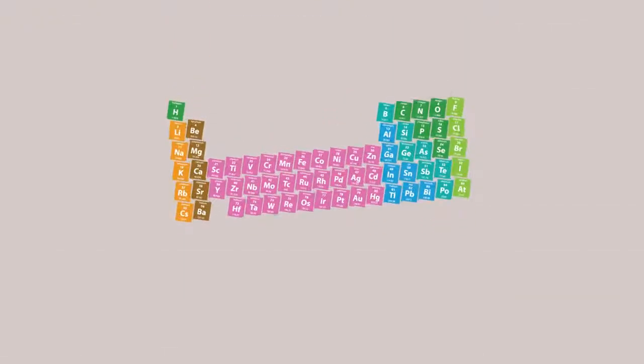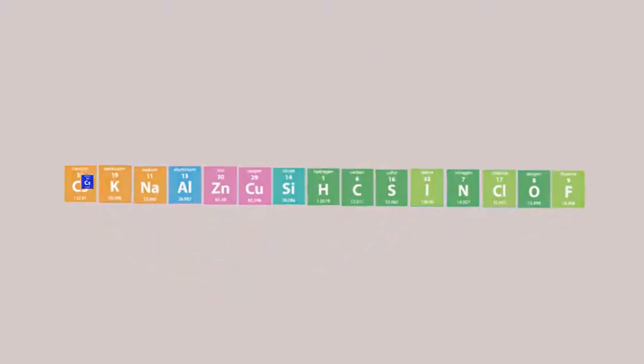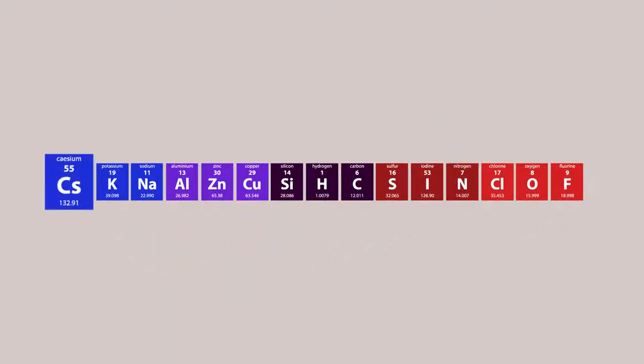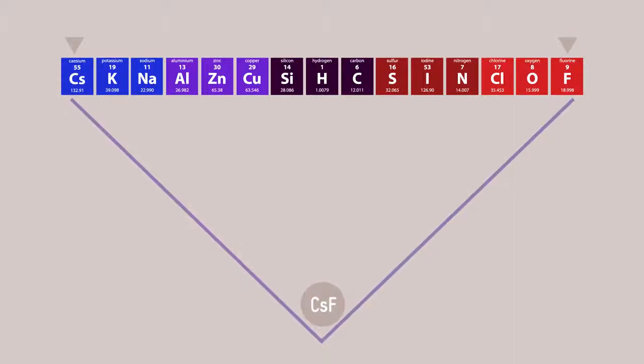If we twist the periodic table clockwise and then squash it flat, we pretty much have the elements arranged from the most metallic cesium to the most non-metallic fluorine. When these two extreme elements react, they form the stable white salt cesium fluoride. We now have a triangular space where all other combinations of elements can be situated.